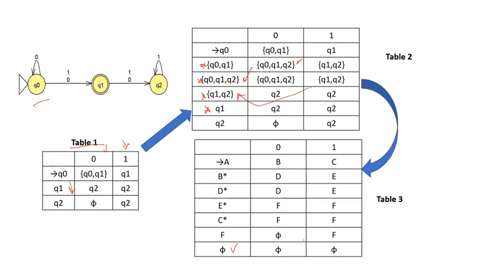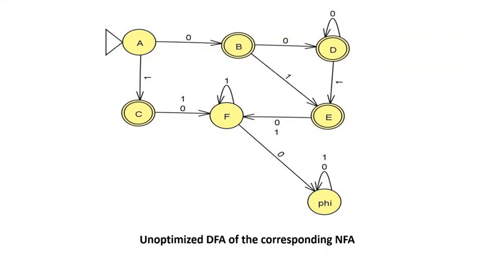So if I draw the DFA for the corresponding NFA, it looks like this. This phi is the trap state. We will see in the final optimization that we won't need this trap state. We can remove it by simply removing any transition that goes to phi.